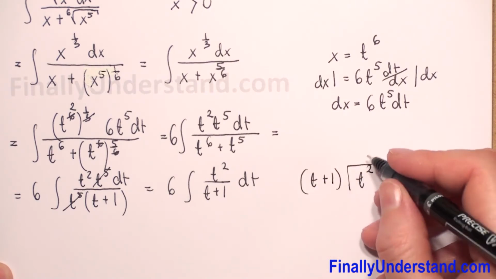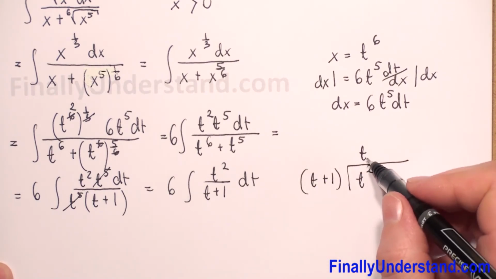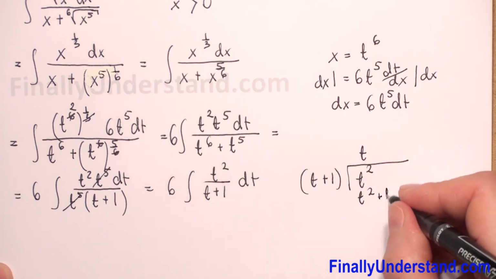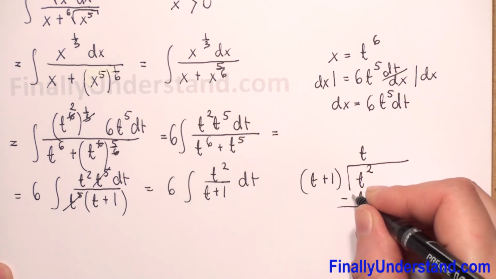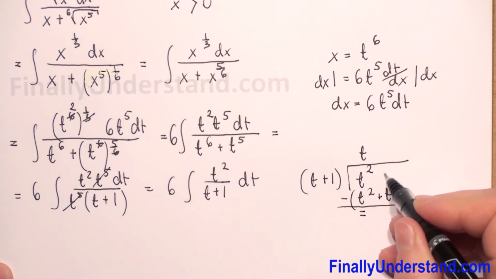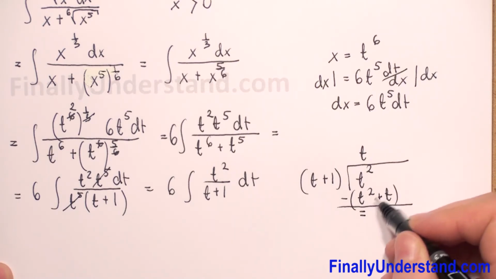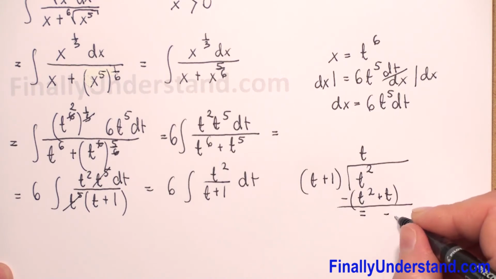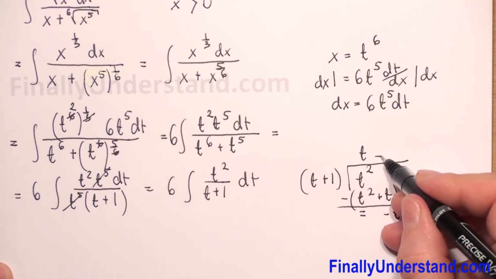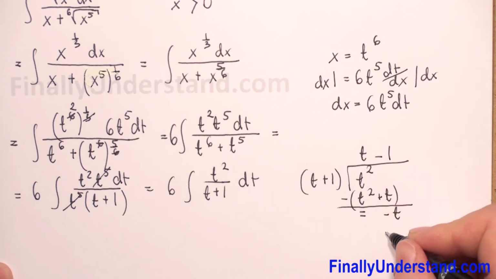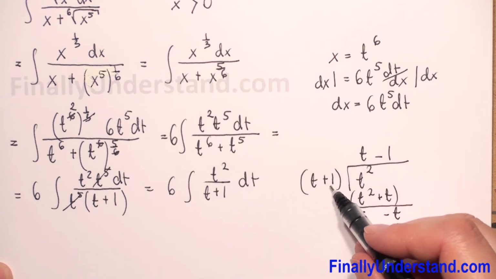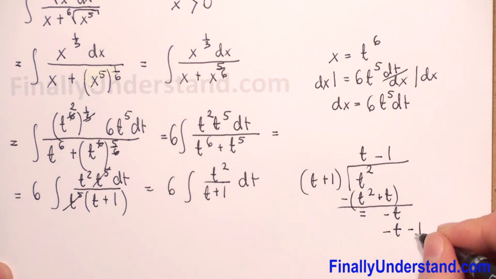T squared divided by t is t. Now we have to do multiplication. T times t is t squared. T times 1 is positive t. Now we have to subtract. So we have t squared minus t squared is 0. Because we don't have anything else here, it means we have 0. 0 minus t is minus t. So now negative t divided by t is negative 1. Negative 1 times t is negative t, and negative times positive will be negative 1.